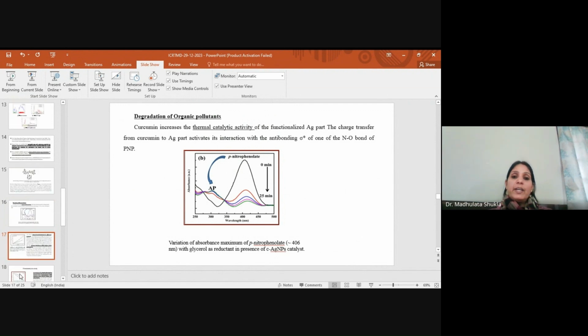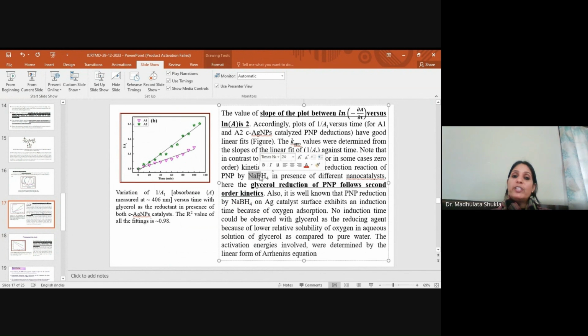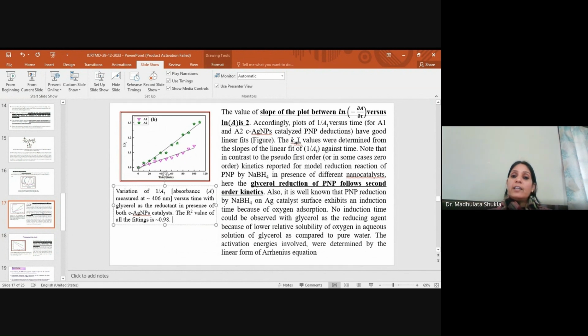After that, we have carried out the degradation using glycerol as the reducing agent of PNP. It follows the second order, whereas when we use NaBH4 as a reducing agent, the reaction order generally came to be zero order or pseudo first order reaction. But when we are using glycerol and PNP for this catalyst, we are obtaining the second order reaction for the thermal degradation.